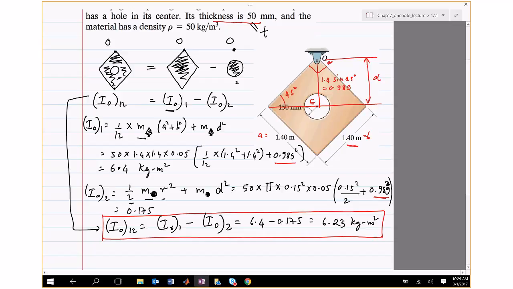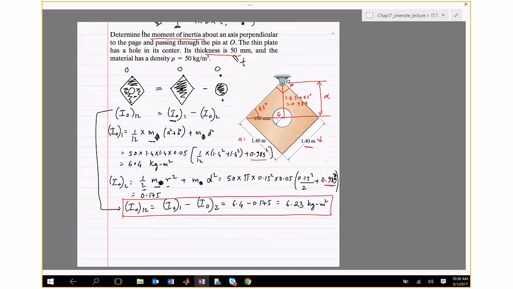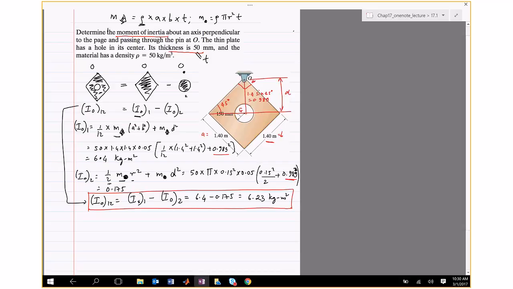Okay, is that clear? Okay, now can you think of an alternate way of doing the same problem? I claim that this is not the only way you can solve for inertia.